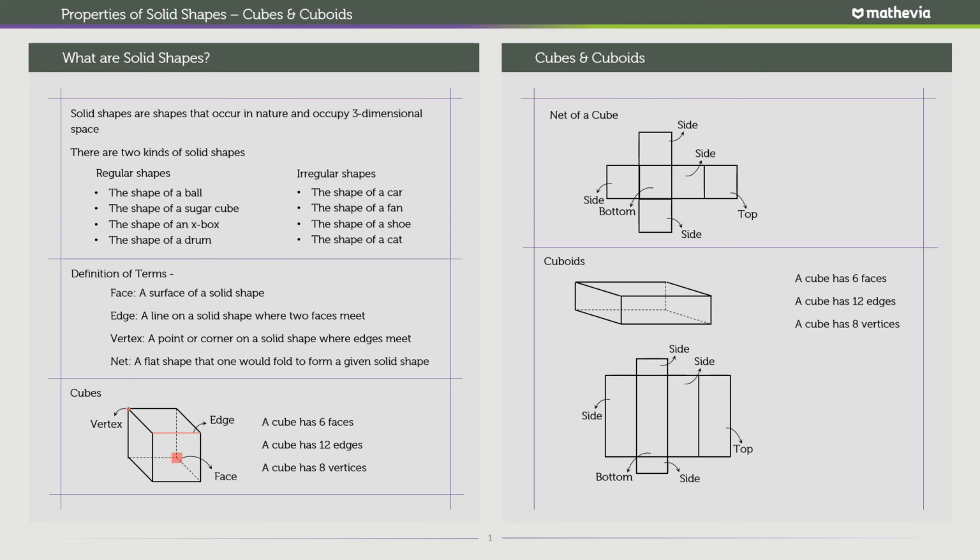Now, this is the net of a cuboid. So basically we have all six rectangles, and when you fold these up, you actually form your cuboid.